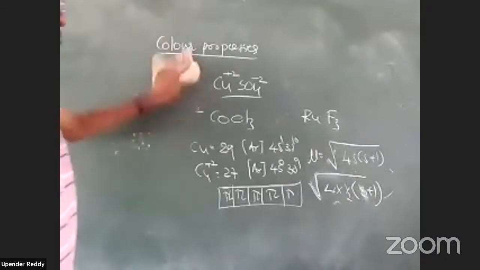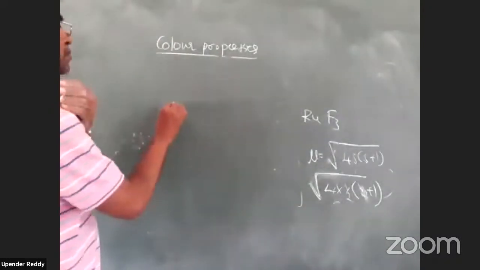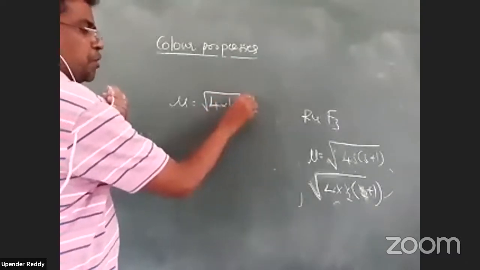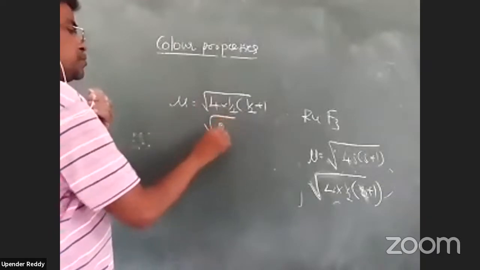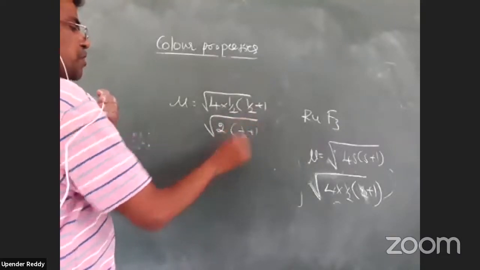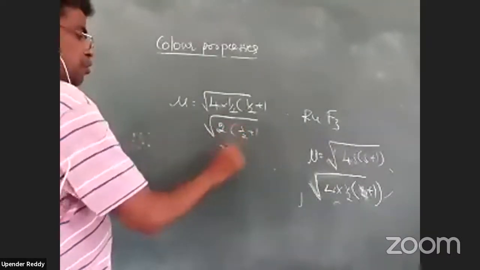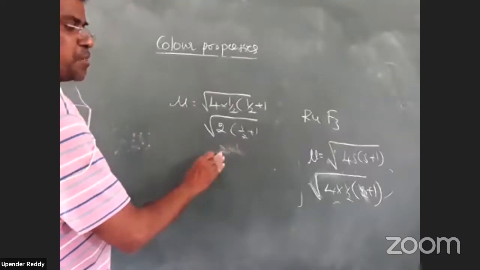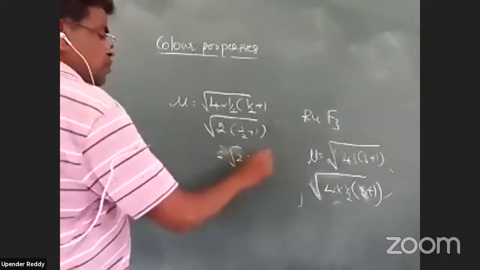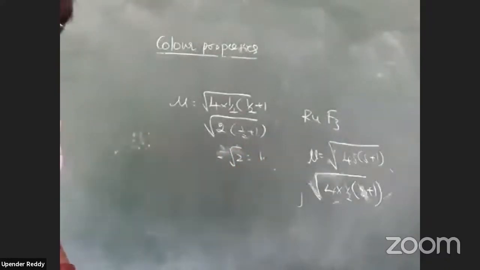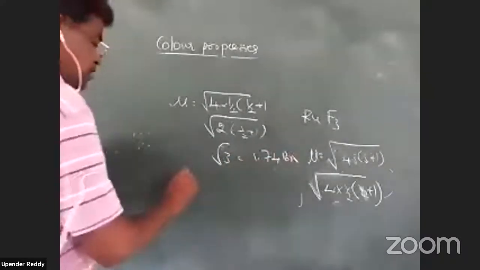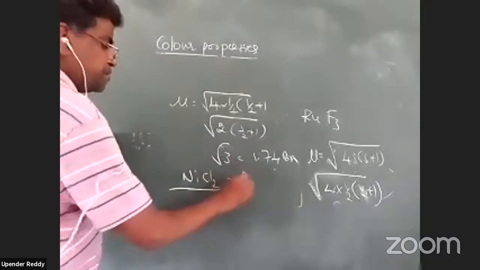Calculate. 4 into half means 4 by 2, into 1 by 2 plus 1. It is root 2 into... 4s plus 1, right? So it is equal to root 3, which is 1.73. And take root 3, it is equal to root 3, 1.74 Bohr magneton.